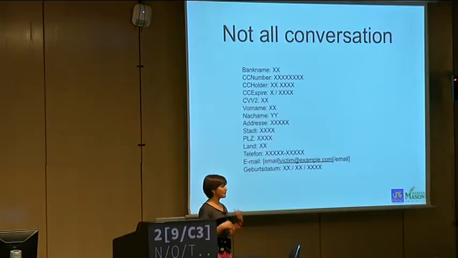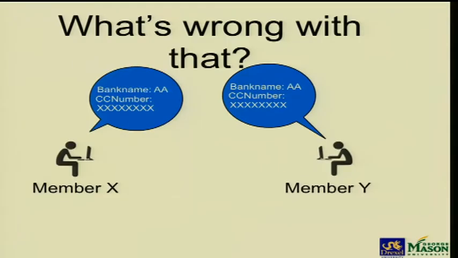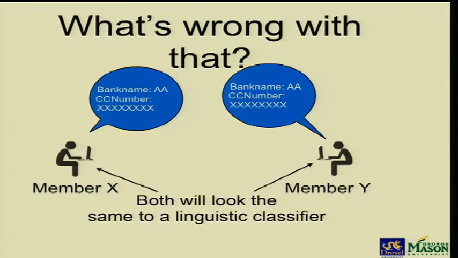But in our data set, we noticed a lot of product information because these are the forums where people were selling and buying products. So what's wrong with this? The problem with this product information is that if two members are sharing a similar kind of products, to a linguistic classifier, both of them would look exactly the same. So we won't be able to identify them.